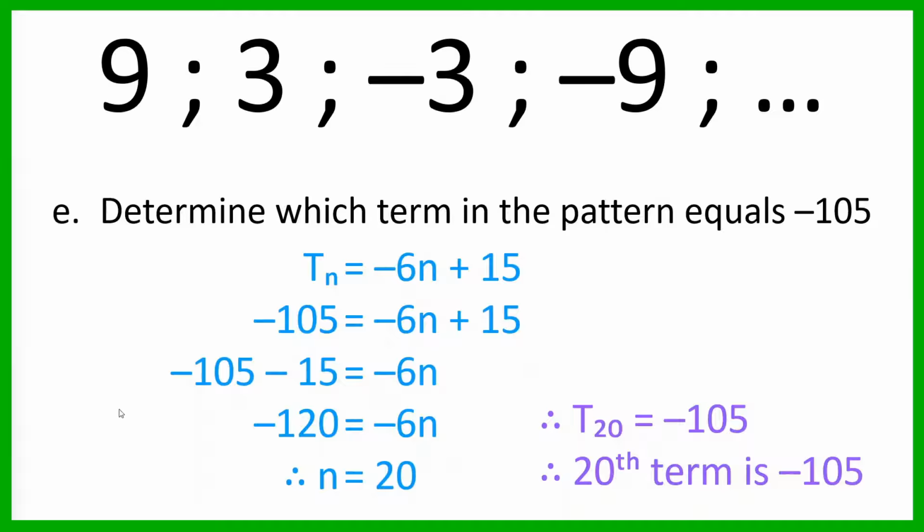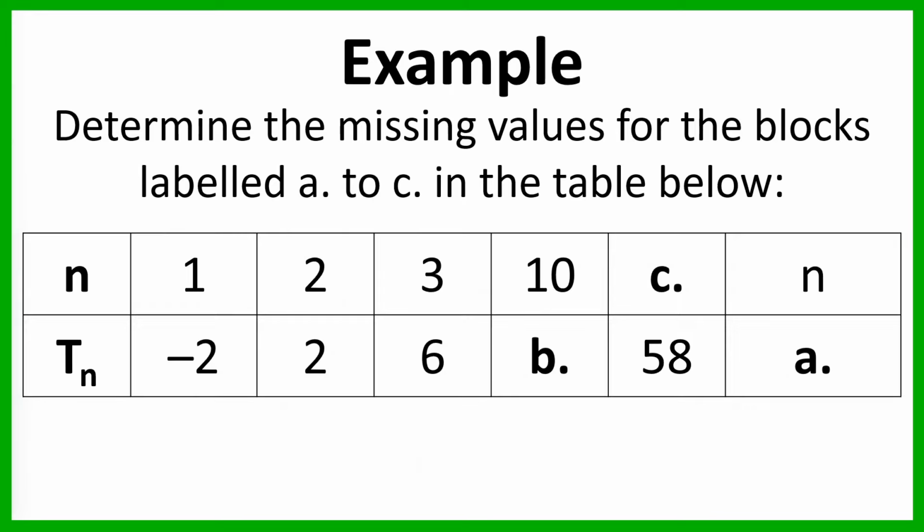So now let's go on to our next question. In this question, you've been given a pattern in the form of a table. So you can see over here, you've got the n value. So this is 1, 2, 3, 10. We're going to have to work this n value out, and then n. And over here, we've got Tn. This is the term value. So this is what the actual value is for the term for these different n values. So over here, the first term is negative 2. The second term is 2. The third term is 6.